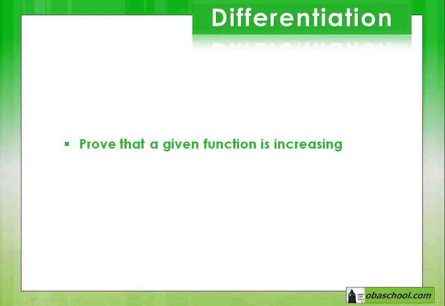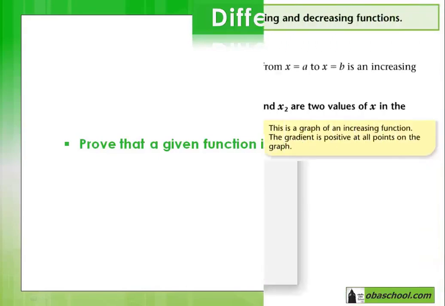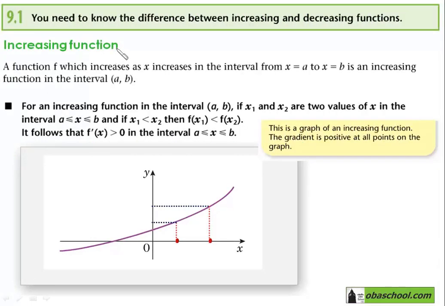In this tutorial, we are going to prove that a given function is increasing. In the previous tutorial, we explained what an increasing function is, and we said that if it is increasing, then it follows that f prime of x is greater than 0. The gradient over the interval that we have is greater than 0.